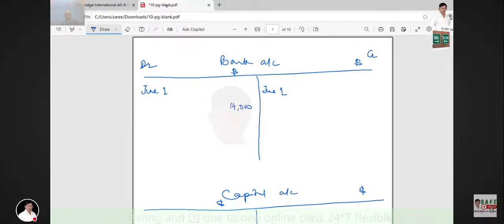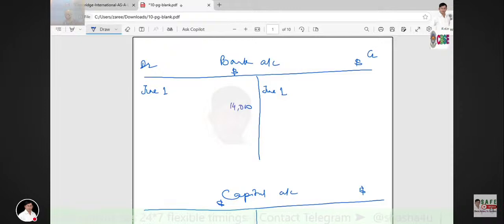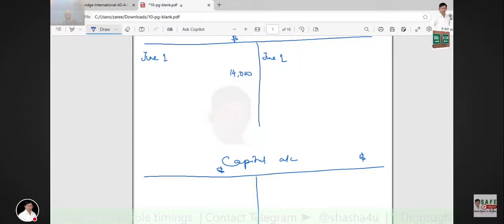Okay, so remember, sir, bank account. Most of the students get confused about what is written here. They think this is debited. No, no, no. This bank account is debited. And which account is credited? Capital account is credited. So the capital account is credited 14,000. See, bank account is debited, capital account is credited.